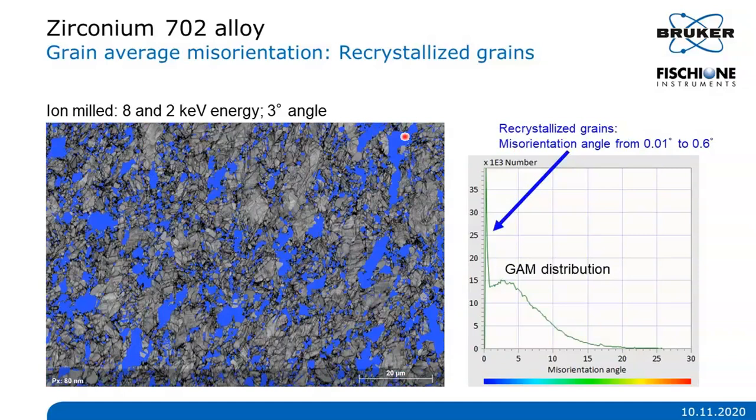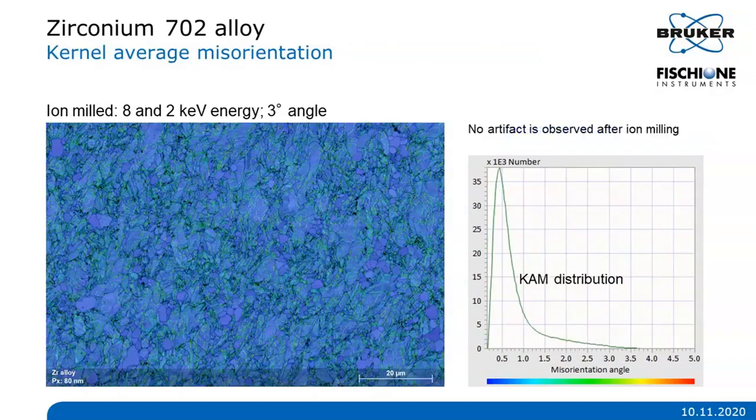blue in that map. Of course, you can look also at the kernel average misorientation here, and you will see that no artifact is observed after ion milling. You can easily visualize the low angle boundaries on the area with high concentration of dislocations.